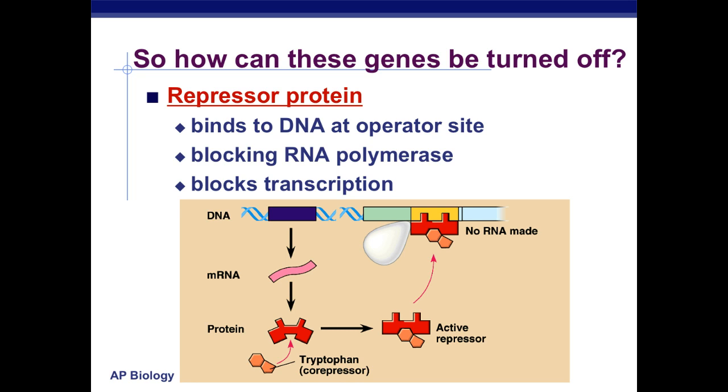Typically, if there's no repressor, you're going to have the DNA transcribed to RNA, which will code for a protein. In the picture below, when tryptophan is present, it is the co-repressor, so it'll attach to the repressor protein, and when it attaches, it will then be an active repressor. It will join to the operator site, which is up there in yellow, and no mRNA can be made.